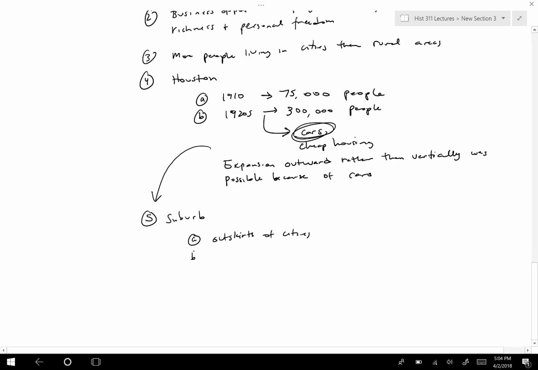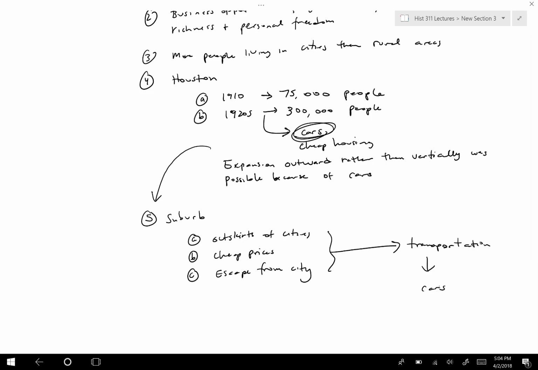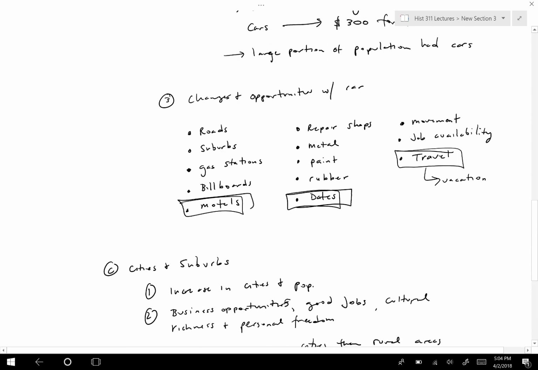Because you often had cheap prices here. For some, it was an escape from the city. And again, this was possible because of transportation, which was cars. Again, the suburbs, this is just the start. The suburbs are really going to take off as a massive, massive thing, as an ideal in the 1950s. But it is all part of what's changing with that.